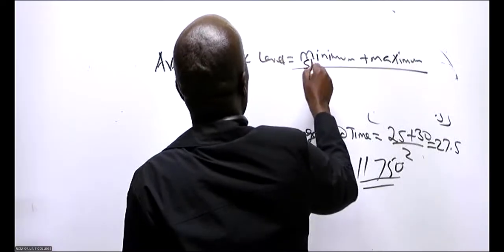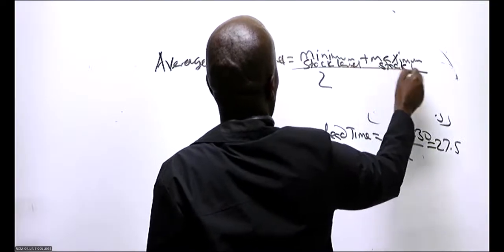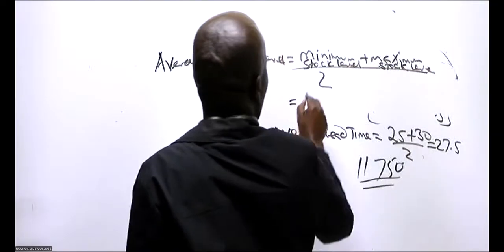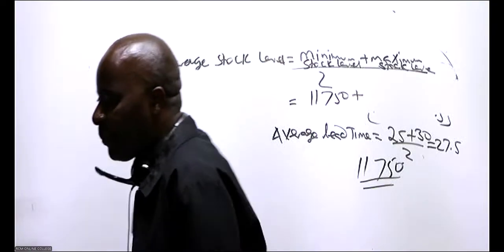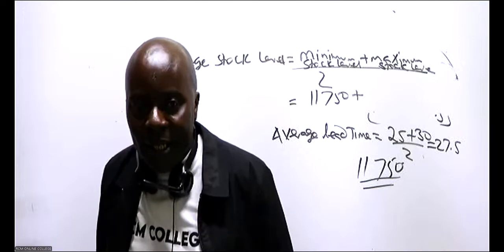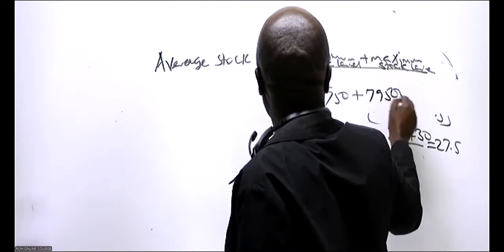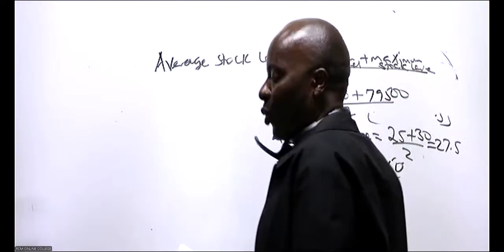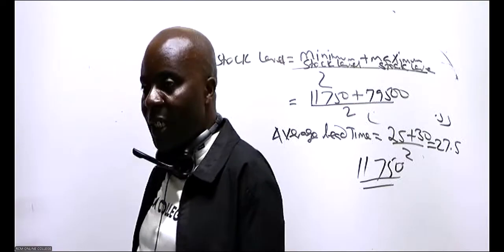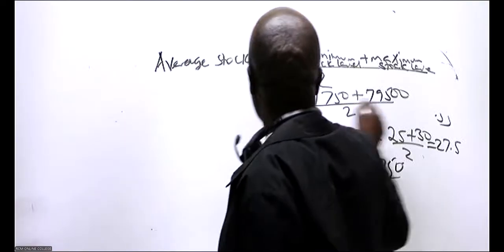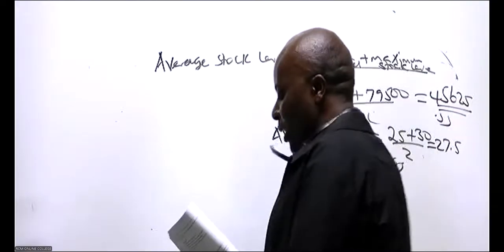Remember, it's minimum stock level and maximum stock level. So the minimum stock level I can see is 11,750. What was the maximum stock level? 79,500. Whatever total we get, we divide by 2, which gives us 45,625. You say units and then you get everything.